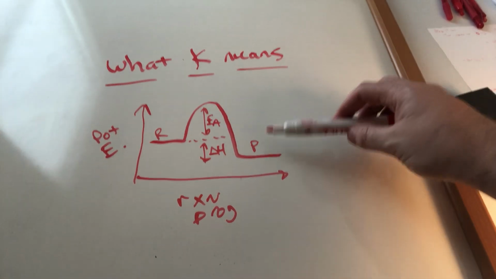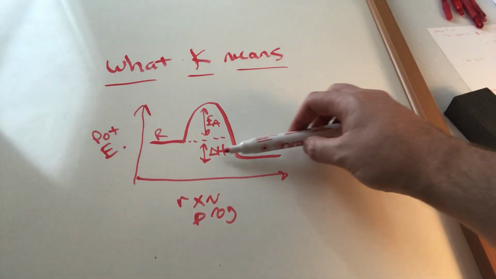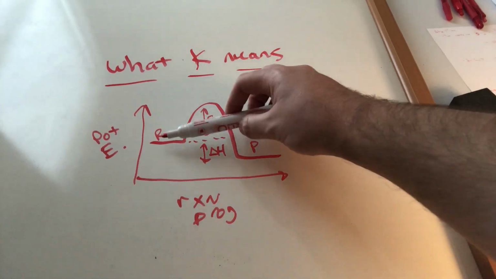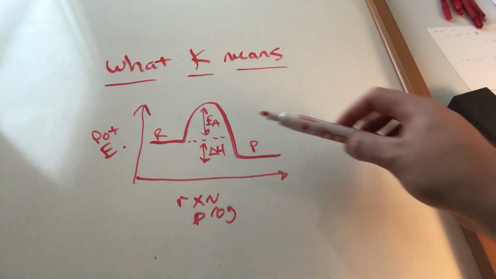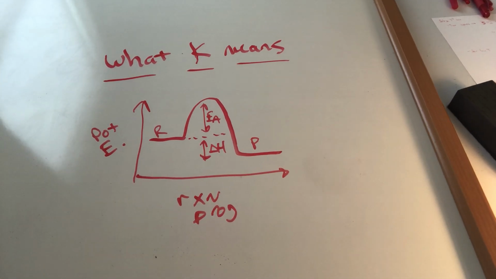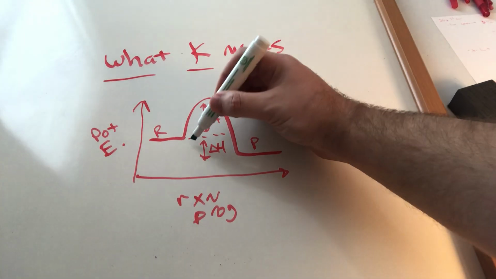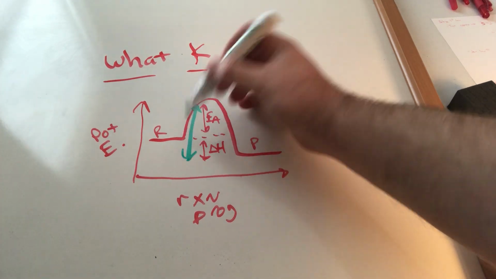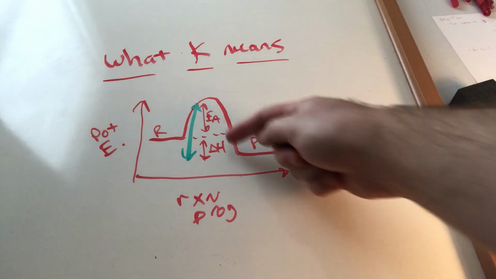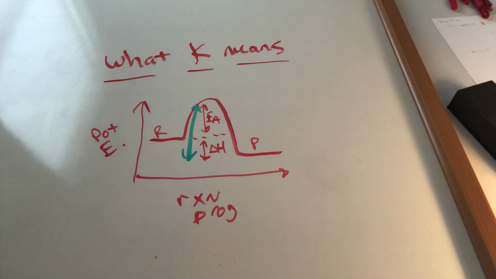If you look at something like P going to R, there's a different activation energy. It looks like the delta H plus the original E sub A going in the forward direction gives you the new E sub A for the reverse process. So this green line represents E sub A for the reverse process, right? Because the hill is bigger going in this direction.